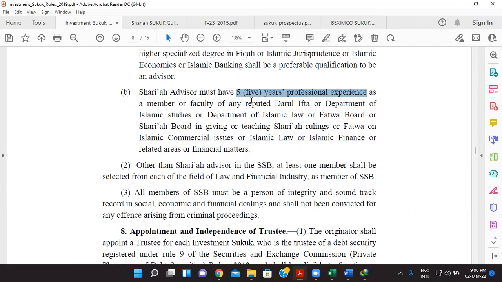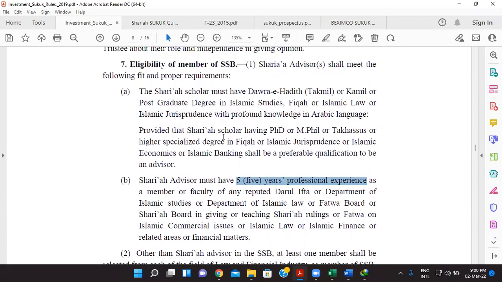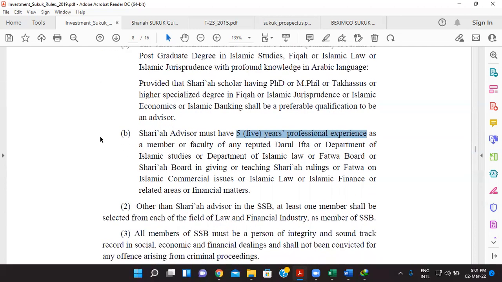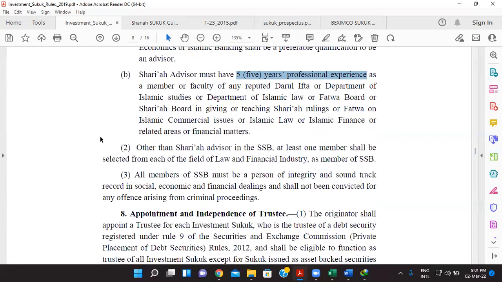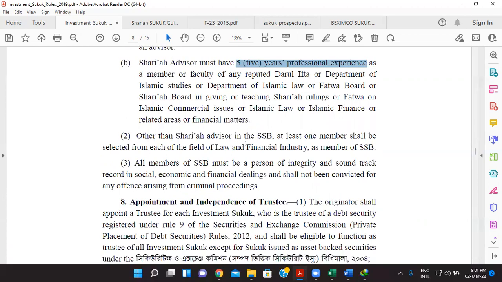Their members have 5 years of professional experience and this kind of knowledge criteria they have fulfilled. So I'm not saying that I am confident, but please explore that they have fulfilled. If they have not fulfilled, you can understand that there is a divergence in the practice and the requirement in the rules. Other than the Sharia advisor in the Sharia Supervisory Board, at least one member shall be selected from each of the field of law and financial industry as member of SSB.